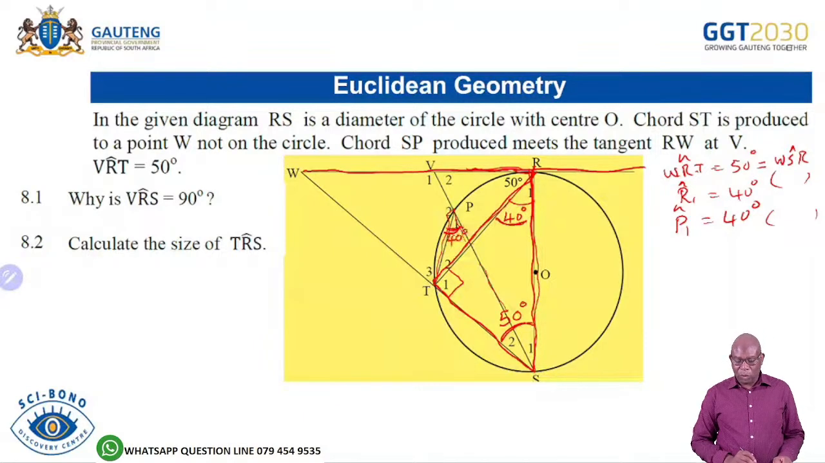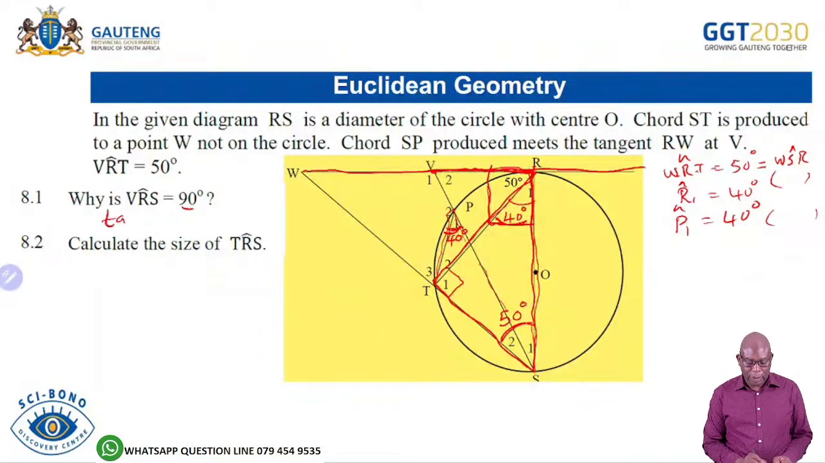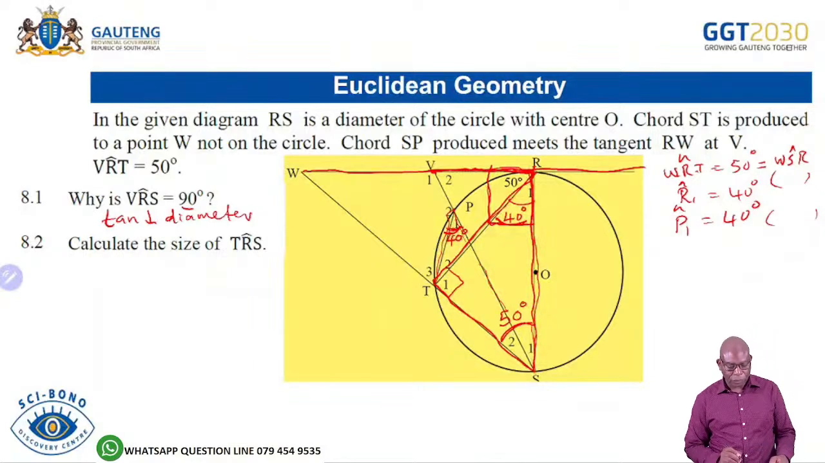Let's go to the questions now. Why is VRS 90? So already we know that that angle here is 90, but they're asking us the reason. So what is the reason for that? I know that the diameter and the tangent. So the answer will be the tangent is perpendicular to the diameter, because it is a theorem.